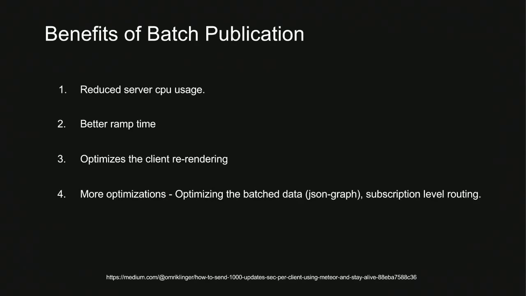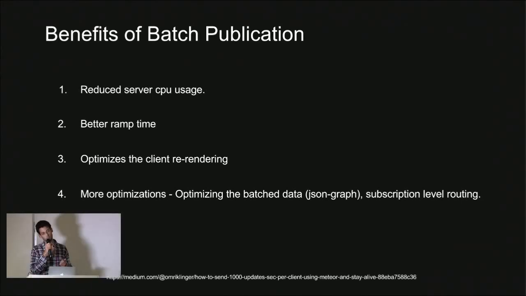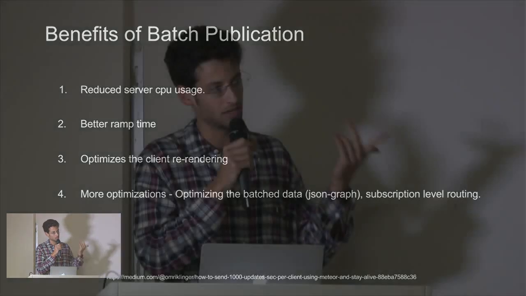So the benefits of batch publication. Reduce server CPU usage. We compute the messages once and send them to all listening clients. Better ramp time, because when clients join an already existing subscription, we just send them the batch data. So we can actually scale to a very large number of clients on the same subscription without putting more load, more CPU, and more memory.